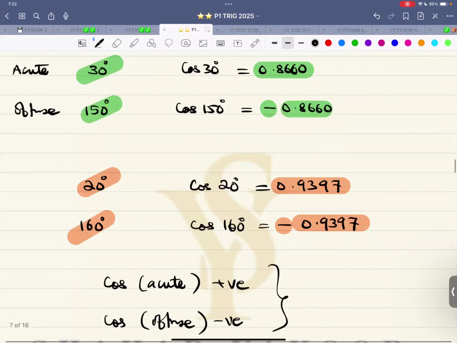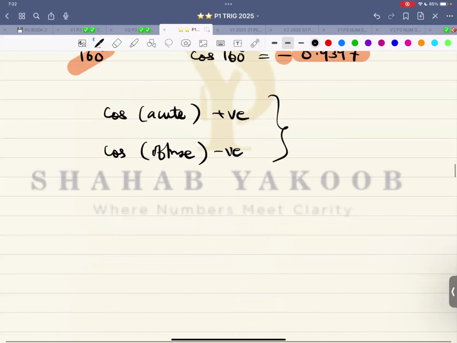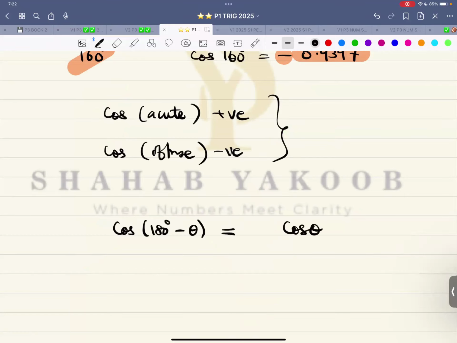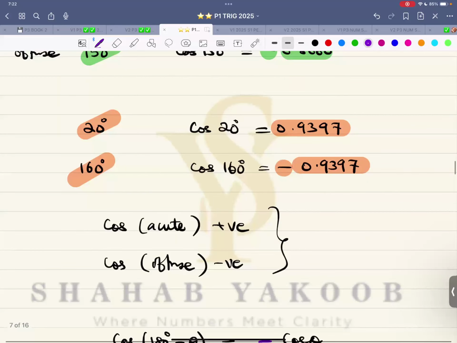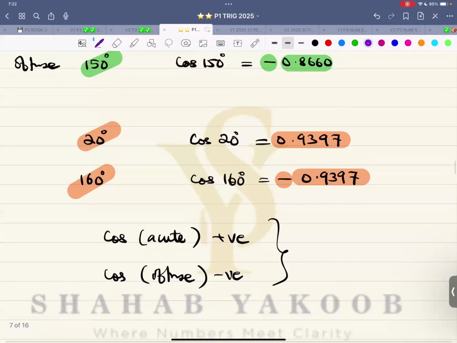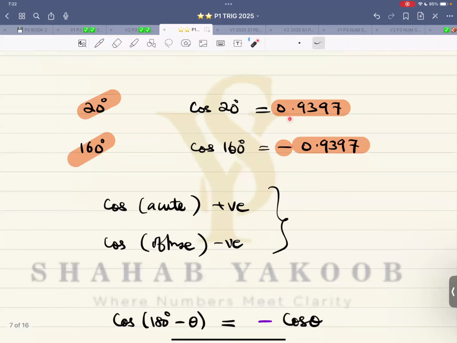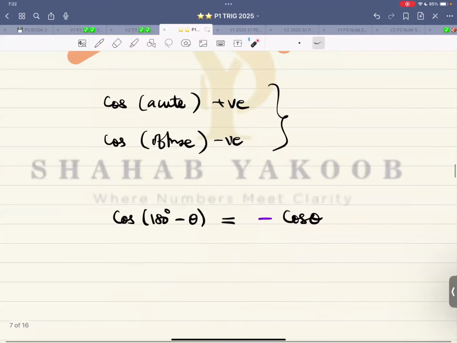If the two angles are adding up to 180 degrees, now I have this rule. Cosine of 180 minus theta is the same thing as cosine of theta, but with a negative sign. So cosine of 160 is negative. This thing is positive, so apply a negative sign over here. That negative sign is right over here.